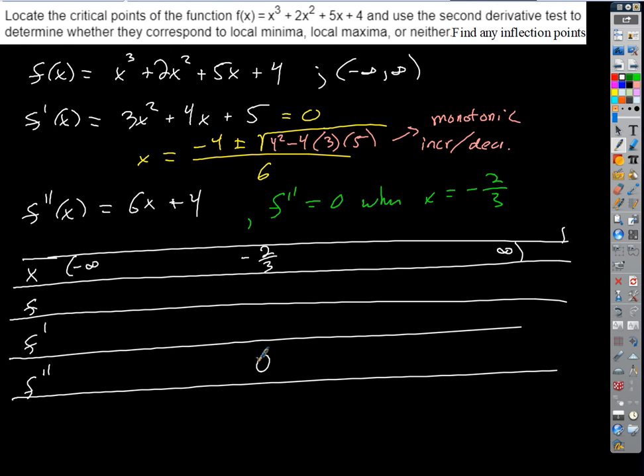Check the sign of the second derivative at some test points around our critical number, right? So if we try like -1 and 0, how about? So what's the sign of the second derivative at -1? Everybody agree? I get a negative result. Okay, how about at 0? Positive. So it is an inflection point, isn't it?